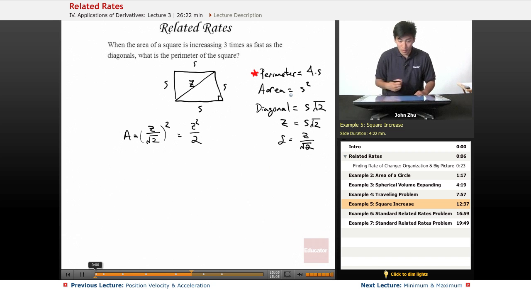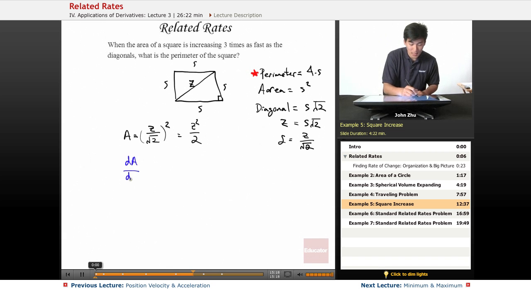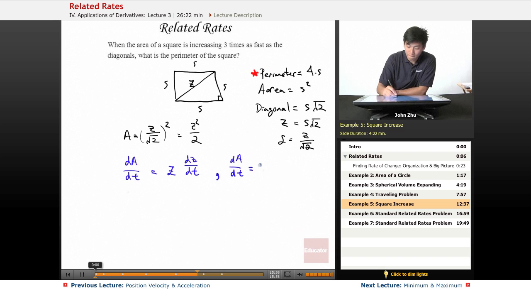So now that we have a relationship, we know that the area is increasing, which means we have to take the derivative. So taking the derivative of this area, dA/dt equals, well, this is simply 1/2 times z squared. So dA/dt is just z dz/dt. So the area of the square is increasing 3 times as fast as the diagonal. So 3 times as fast. Well, that means, in other words, in mathematical terms, the area of the square is changing 3 times as fast as the diagonal is changing. So that means z equals 3 when that happens.